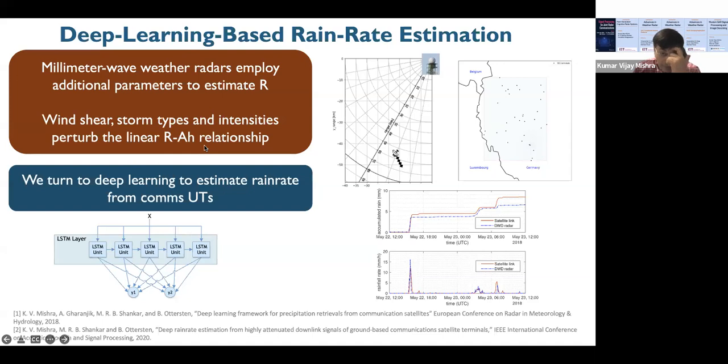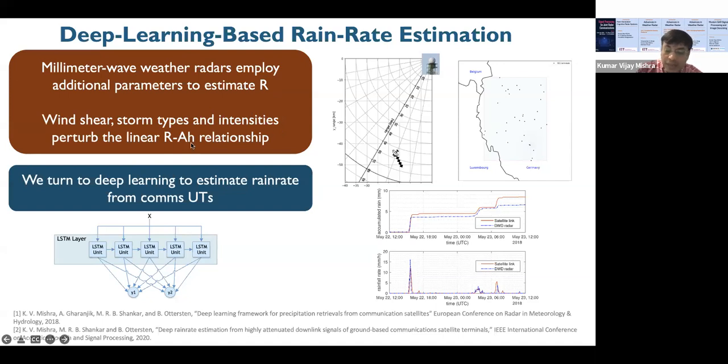So the goal is how to use just the A-H data to find out R in all kinds of situations. I just gave one example, which is this convective storm, but there are all kinds of weather phenomena when this linear relationship is no longer valid.